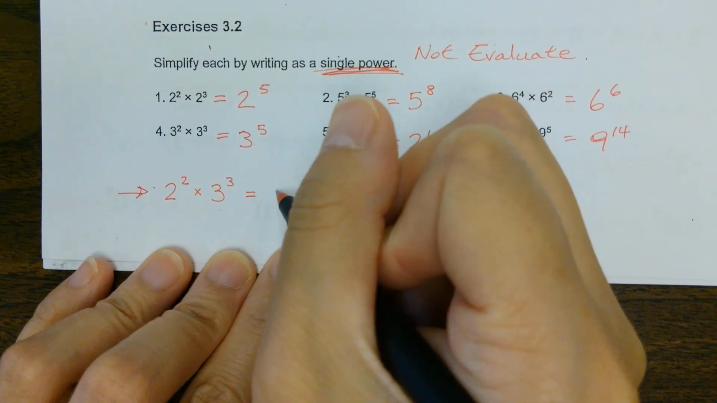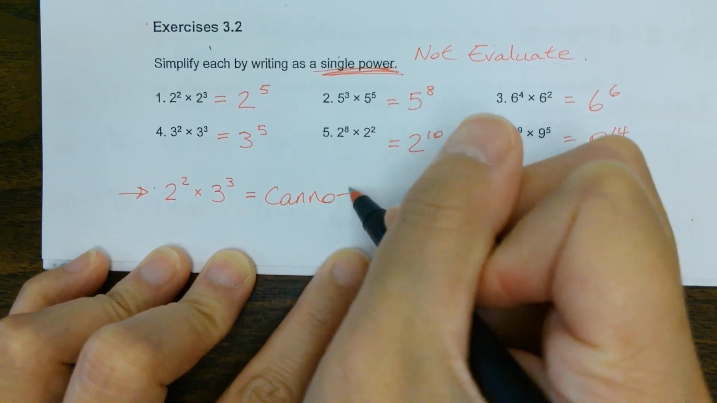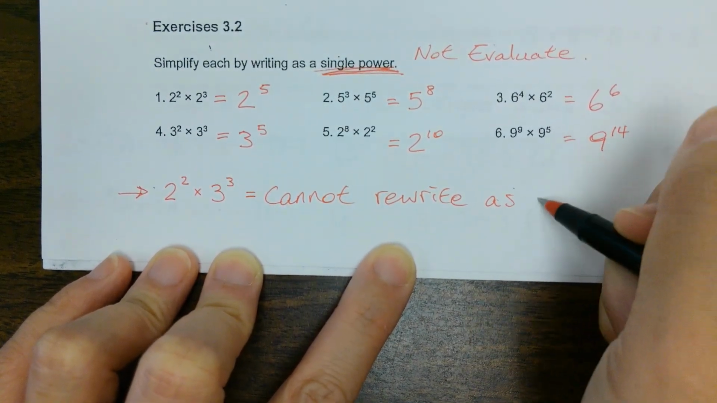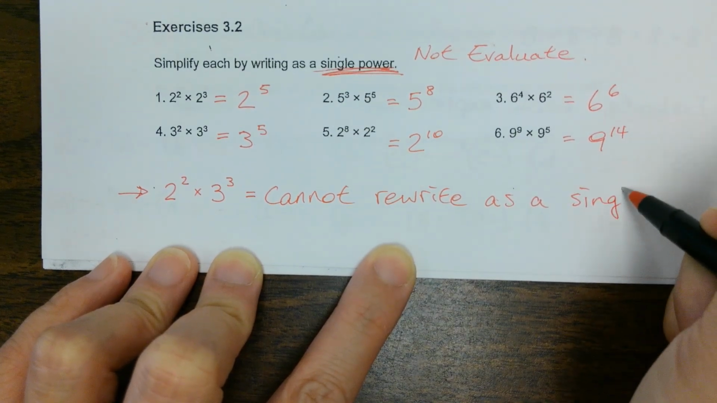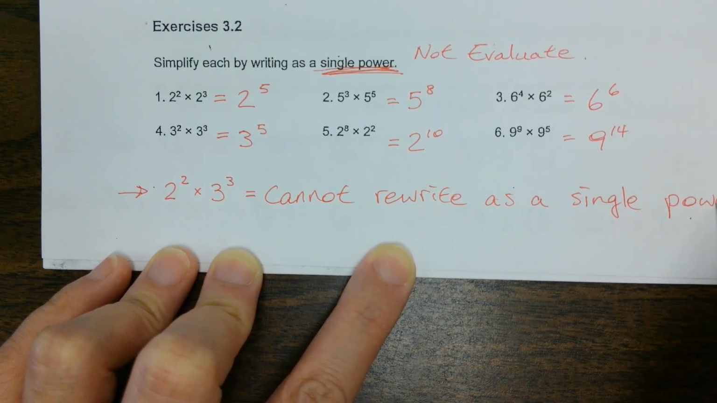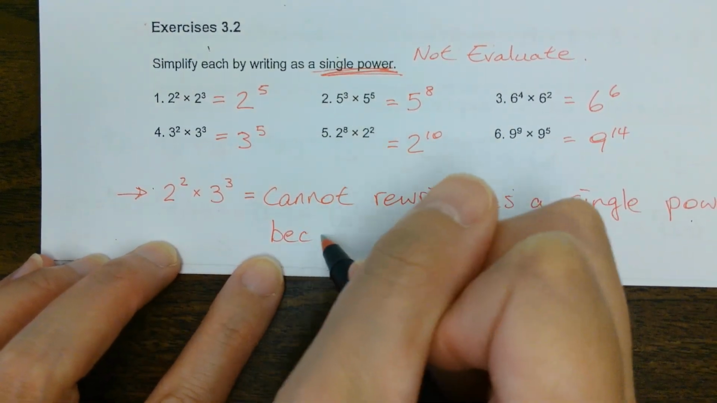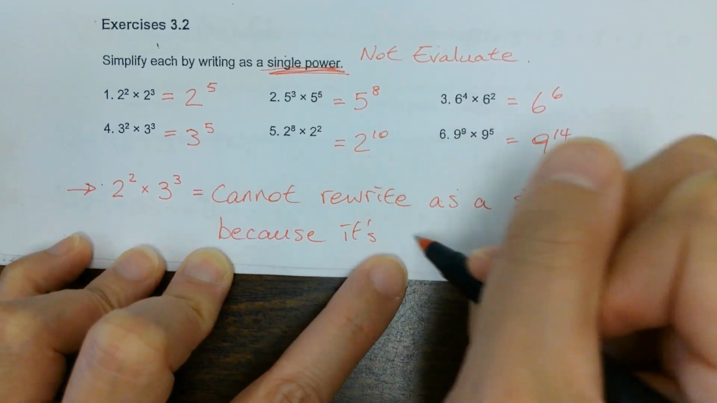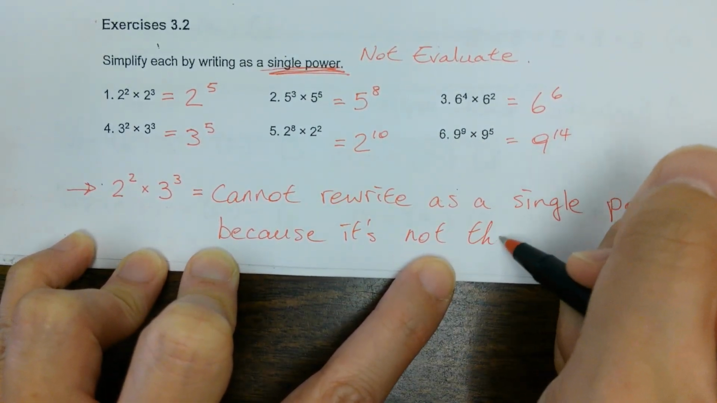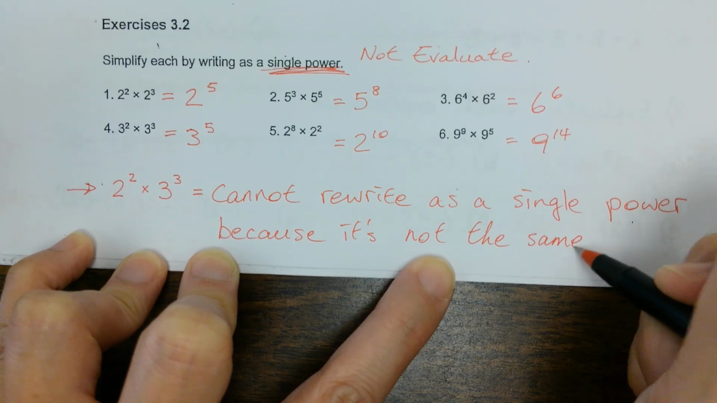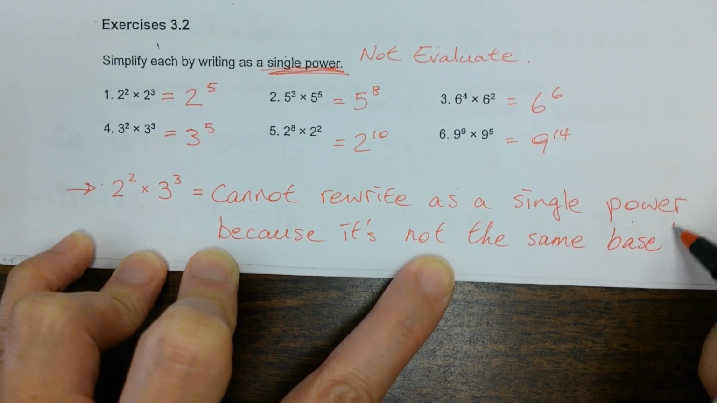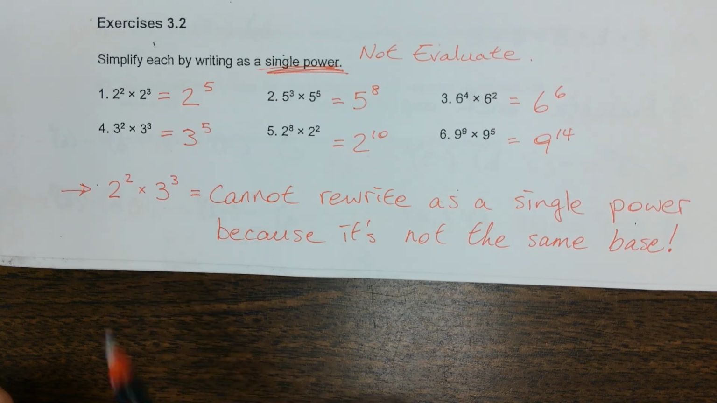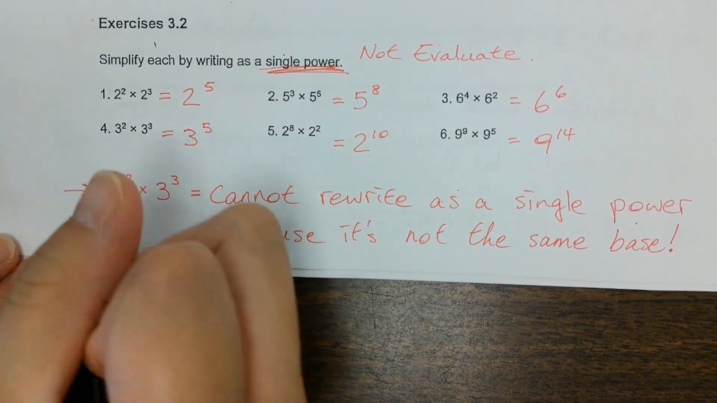Not the same base. Cannot rewrite as a single power because it's not the same base. Alright, my base right here is 2, my base right here is 3, so I cannot combine it.